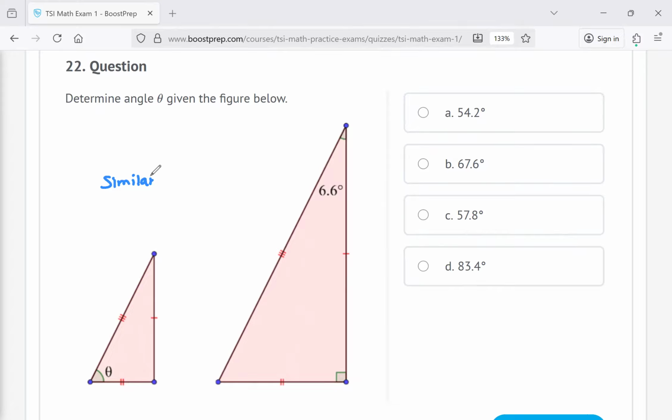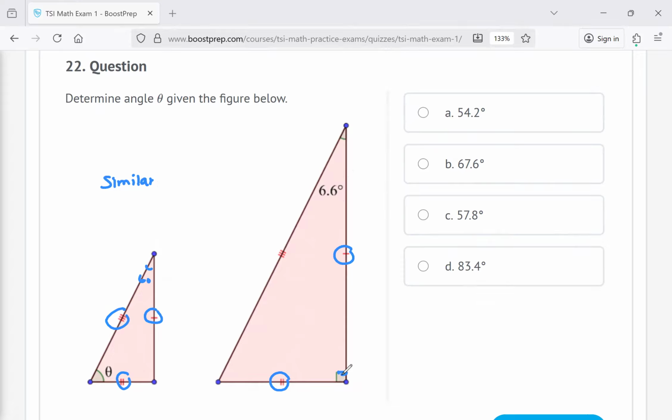Actually, they might be congruent as well. The reason why is because their side lengths are the same. You see how this has one tick mark, and in this triangle, this is one tick mark? Well, that's the same. And then this has two tick marks, this has two tick marks, and then this has three, and this has three. So they're either similar or congruent. What that means is, in a similar or a congruent triangle, their angles are the same. They're congruent. Okay. So this angle 6.6 is also going to be 6.6.